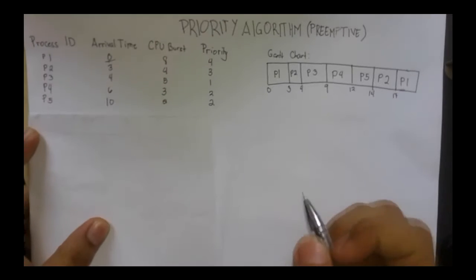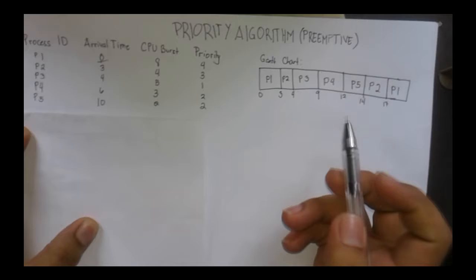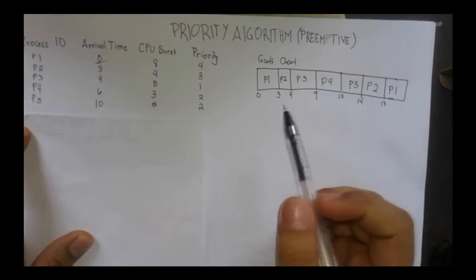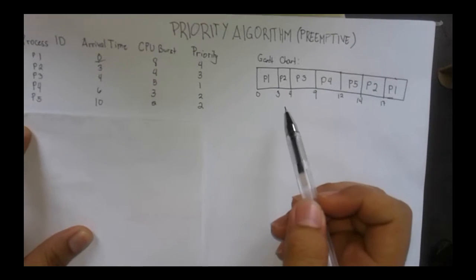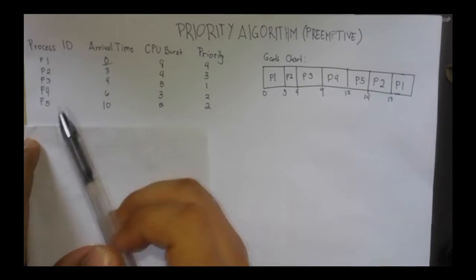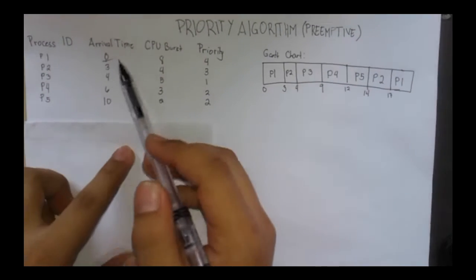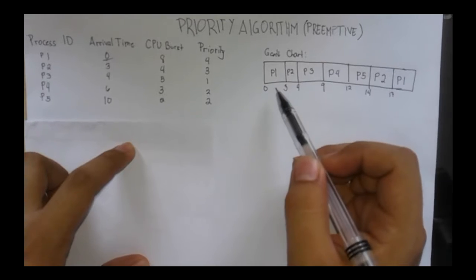Everyone, I'm going to teach you the priority algorithm, preemptive version. As you can see, I've already prepared the processes and the Gantt chart. Okay, since the arrival time of P1 is 0, it will be executed first.